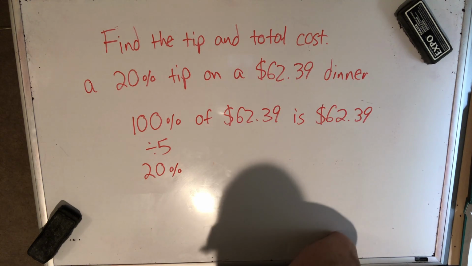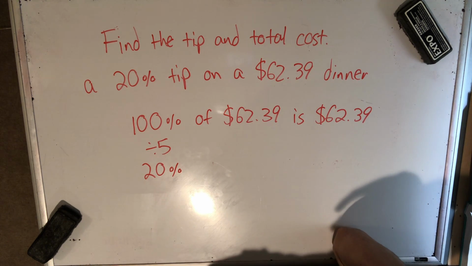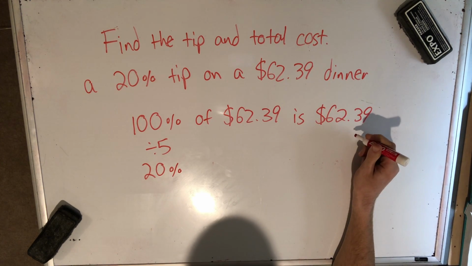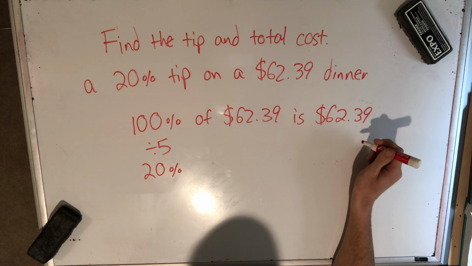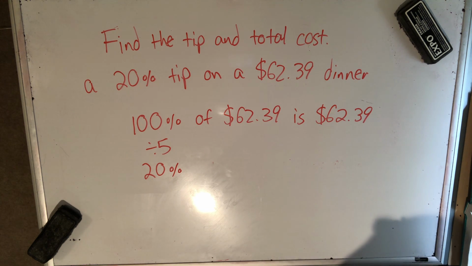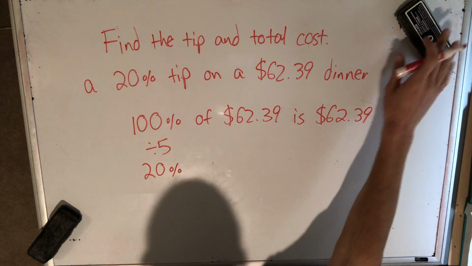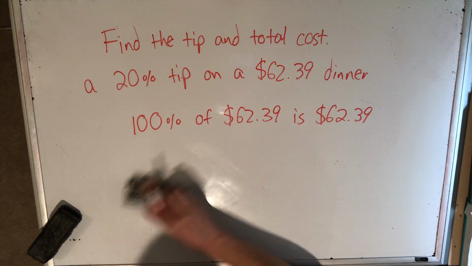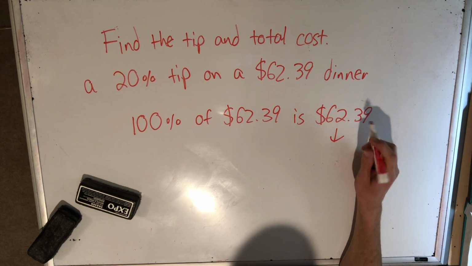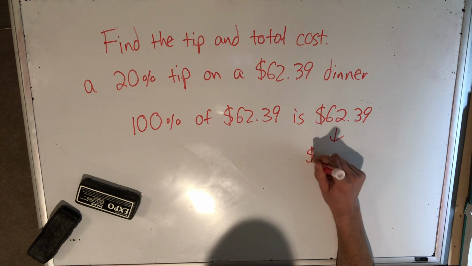Oh, okay, we're estimating. What does it say to estimate? No, it does not say to estimate. All right, so let's hold on. Okay, let's round this. $62.39 rounded to the nearest dollar is $62.